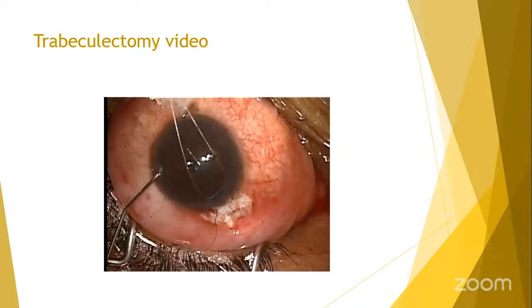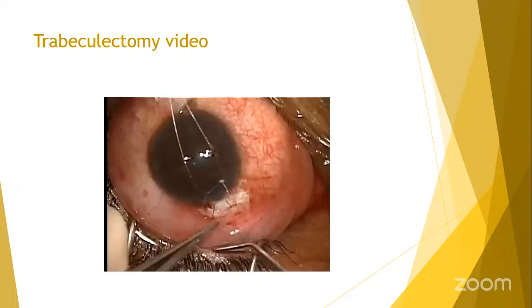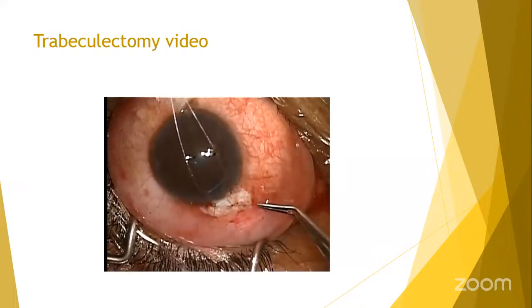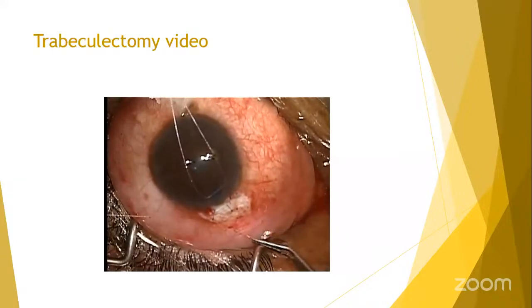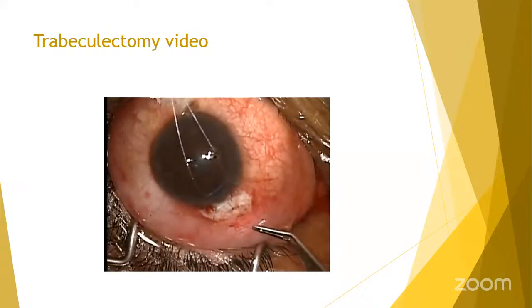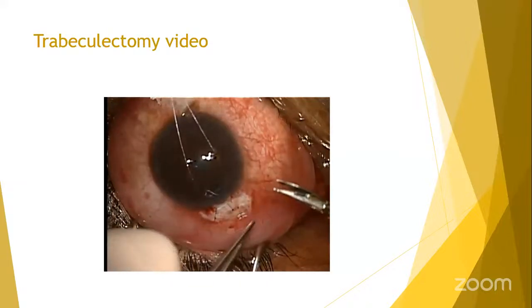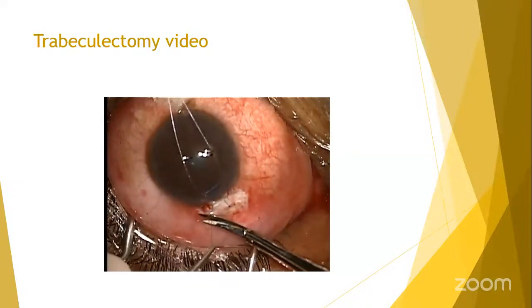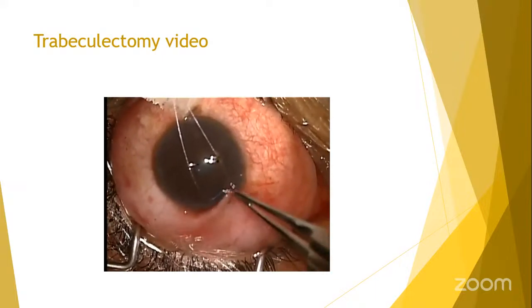You can see the side port is helping him to keep the AC formed. You don't want a shallow AC anytime in your surgery, because that puts the patient at risk. The next stage is to suture the conjunctival flap.